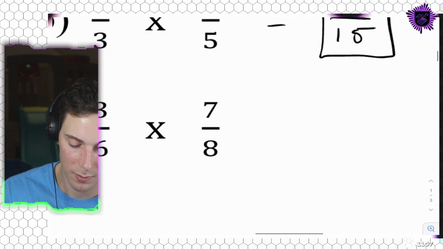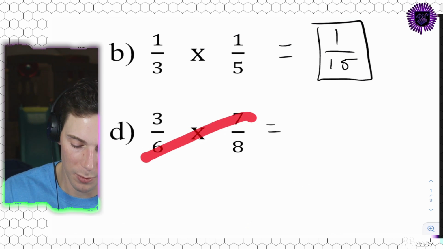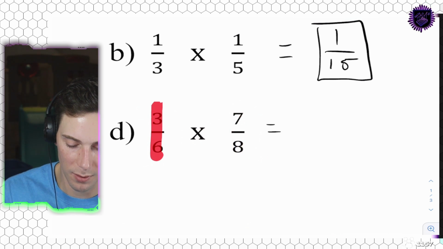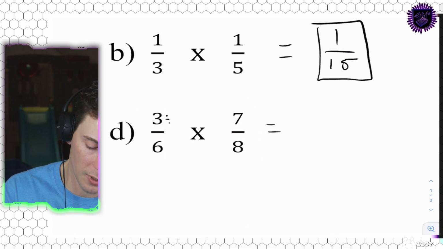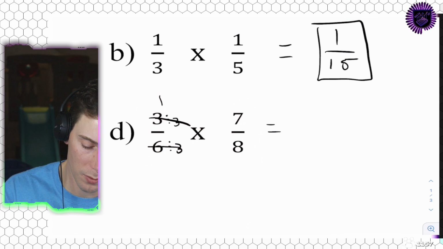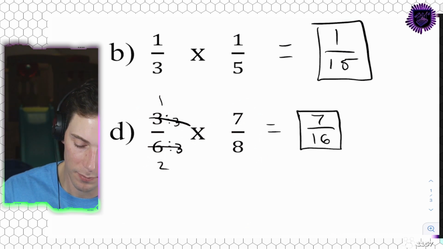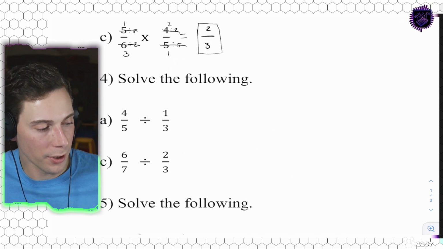All right. This one, when we look at our numbers, can we factor anything out? So yeah, right here, those two I can simplify. Divide both by 3. And that leaves us with 1/2, which makes that easier. And then we go 7/16. Final answer. 7/16. Already on to number 4 here.